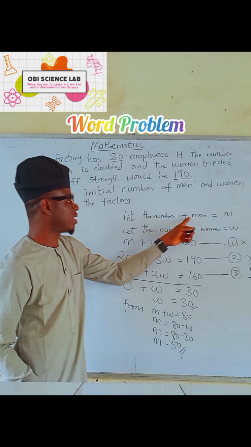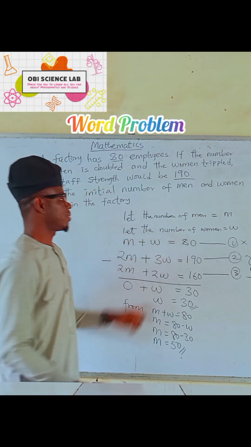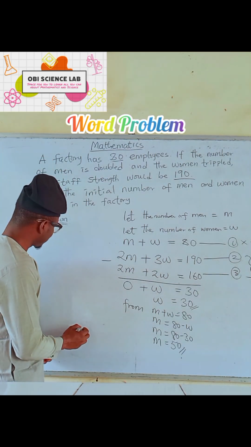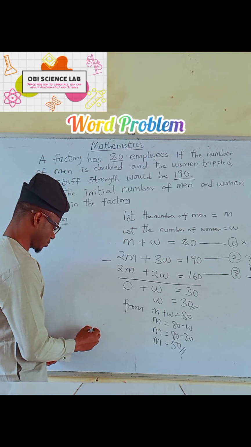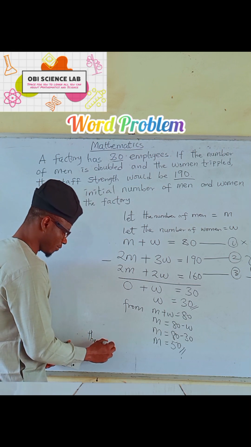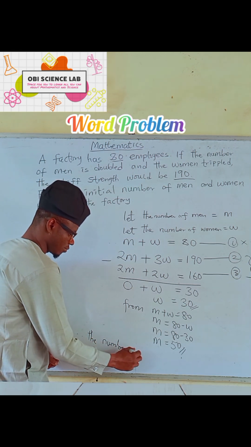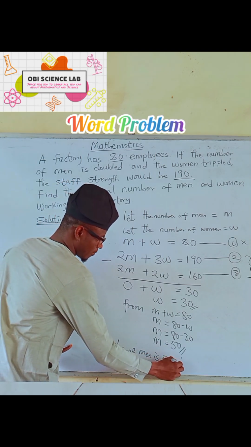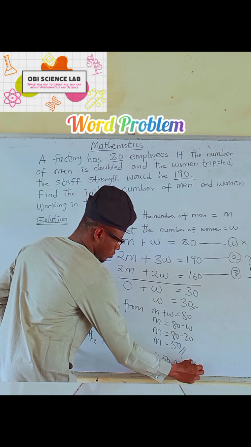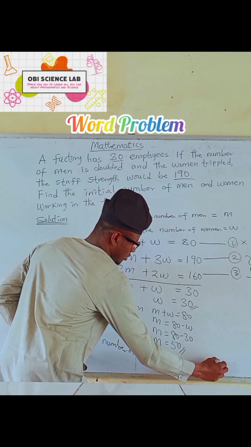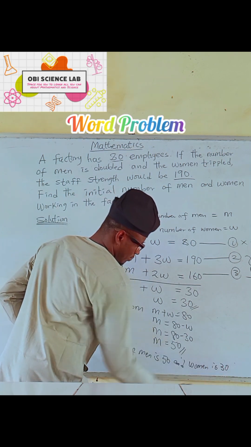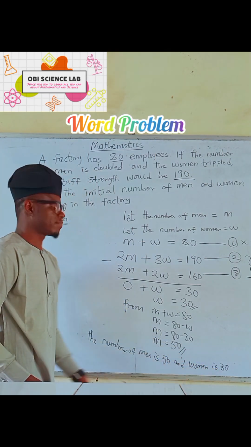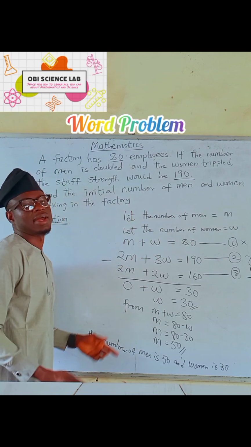Since we said let the number of men be m and let the number of women be w, and we have now been able to identify m and w, therefore it means the number of men is 50 and the number of women is 30. So there are 50 male employees and 30 female employees in this factory, and that is our answer.